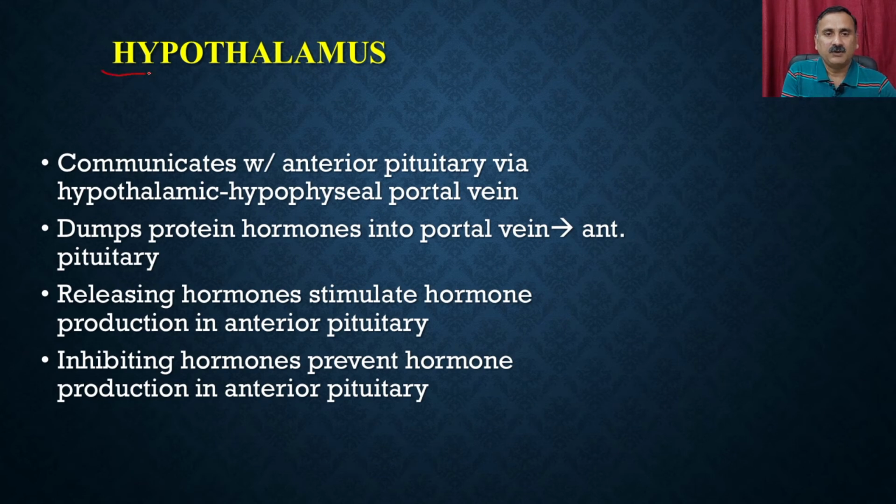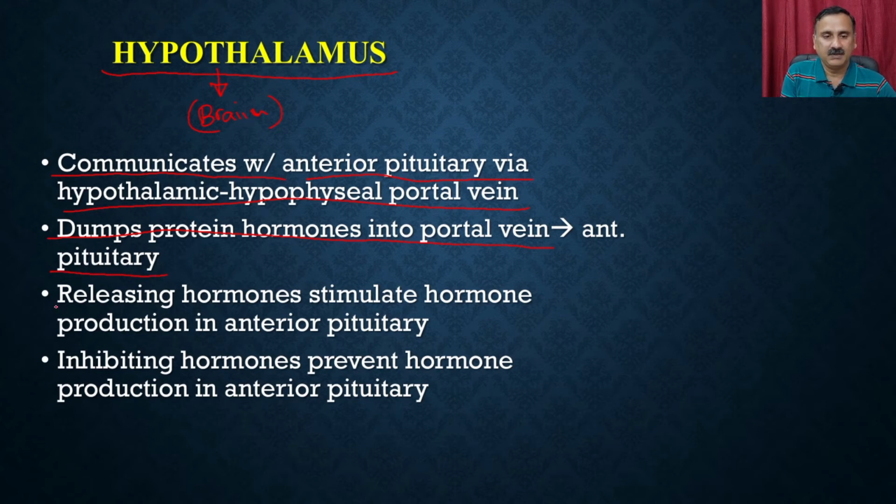Now, let's talk about the different types of organs and the hormones being released, and how they are contributing to homeostasis. So, first is the hypothalamus. The hypothalamus is present in the brain, right? Remember when we were talking about the brain, it has a role in the communication with the anterior pituitary through the hypophyseal portal vein. It dumps the protein hormones into the portal vein, and that is going to reach the anterior pituitary.